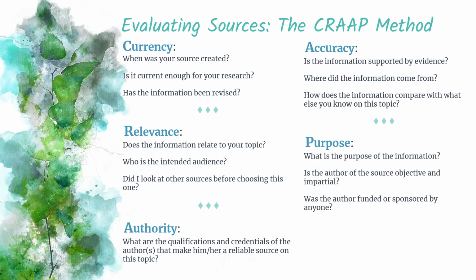And finally, you want to think about what the purpose of the information is. Is the author of the source objective and impartial? Was the author funded or sponsored by anyone? These are important questions to ask. What is the purpose of the information is a really, really good one. Is it supposed to be educating you? That's what you should look for when you're looking for a scholarly source. It's going to be giving you new information to learn from. It shouldn't be made to entertain you, because that's if we were looking more at popular sources, which you're not using for this assignment. So as we start looking for sources, think about these different criteria.